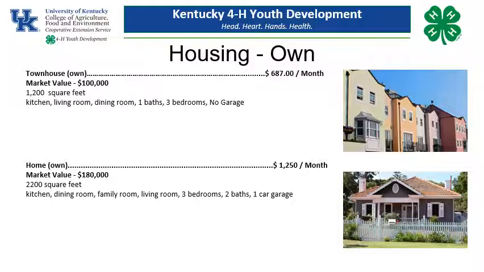The next option is a small home. It is $1,250 per month. 2,200 square feet. You have a kitchen, a dining room, a family room, a living room. It also has 3 bedrooms, but it has an additional 2 baths, and it does have a 1-car garage. If you choose to own your home, you will need to deduct $687 for the townhouse, or $1,250 in your checkbook register for the home.